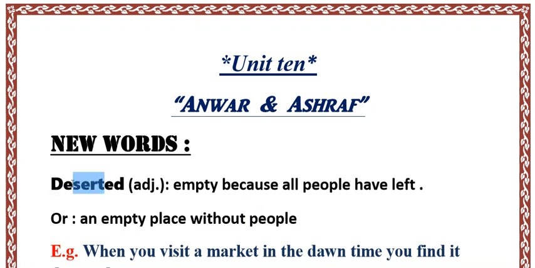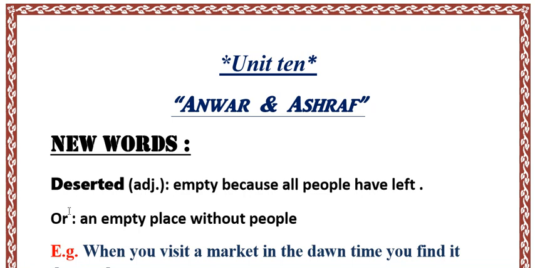And don't be confused with the word again. It's old, but I will remind you with that. Don't be confused between desert and dessert. Desert is a word with one S, okay? And dessert, a word with two S in the middle, means the sweet food which we eat after the main course. Okay? It's called dessert. But here it's deserted place, means an empty place because all people have left it.